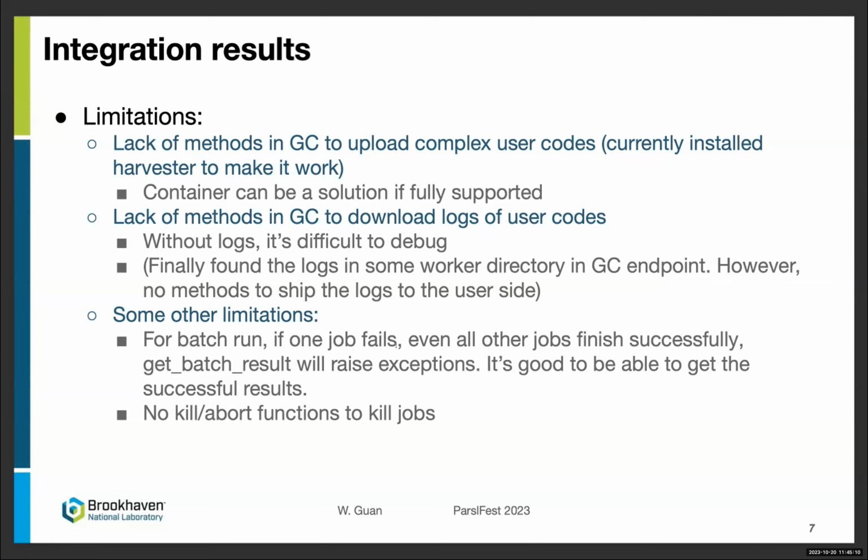And we also found some other errors. For example, for batch run, we can submit a lot of jobs in one batch, but if one job fails, even if all the other jobs finish successfully, the get batch result will raise an exception. So it's good that we can get the successful results. Another one: sometimes we try to run some long jobs, and then we find some bug in the code. We would like some function to kill the job.